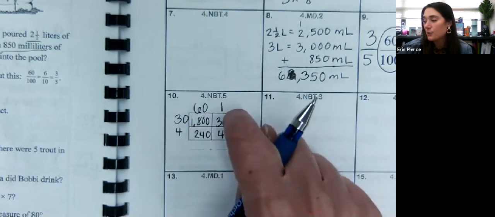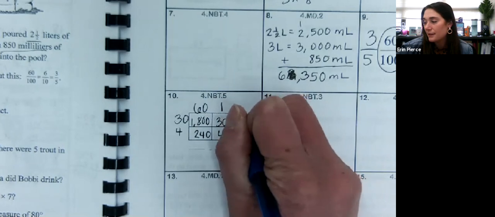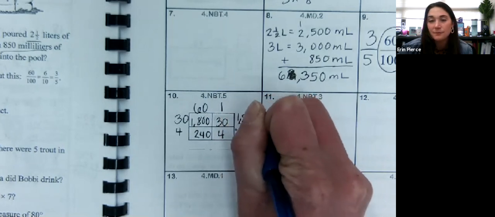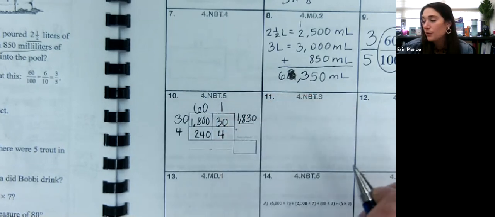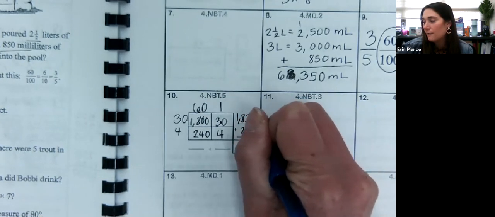I add across: 1,800 plus 30 is 1,830. 240 plus 4, 244.